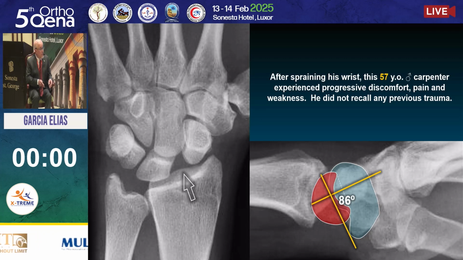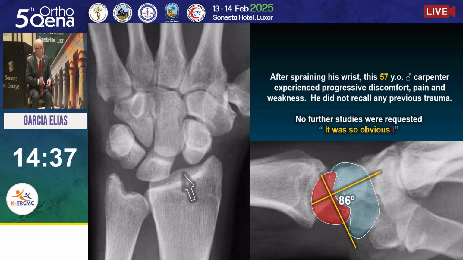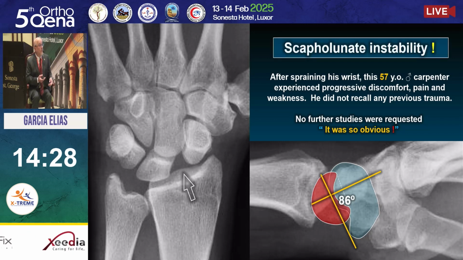After spraining his wrist, this carpenter experienced progressive discomfort, pain, and weakness. He did not recall a previous tumor. But they took x-rays and saw that the scapholunate ligament was ruptured, because the angle was wrong and there was a big gap. No further studies were requested because it was so obvious that we had in front of us scapholunate instability.